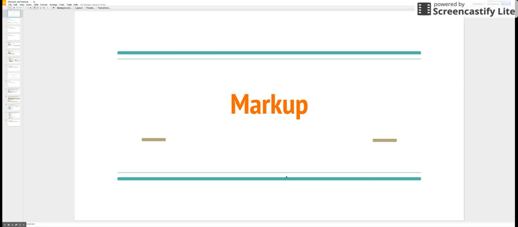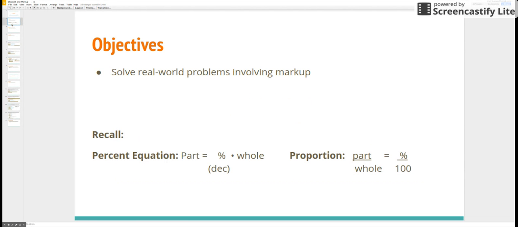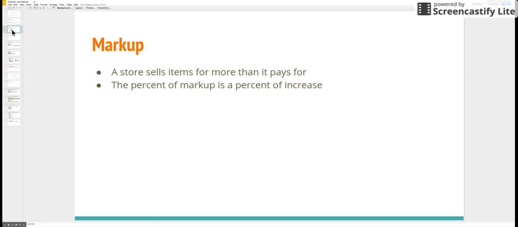Hi there, in this video you're going to learn about markup. Your objectives for today are to solve real-world problems involving markup. First thing I need you to do is remember that the percent equation is part equals percent as a decimal times your whole. And the percent proportion is part over whole equals percent over 100.